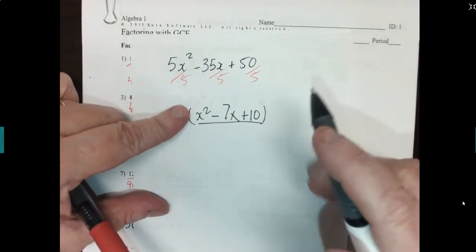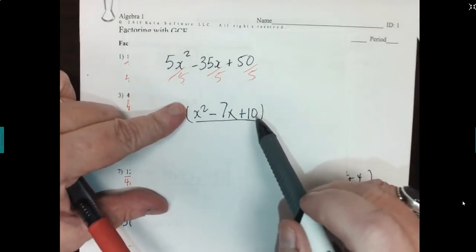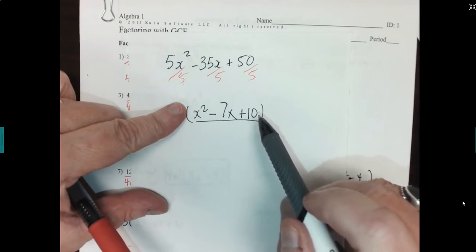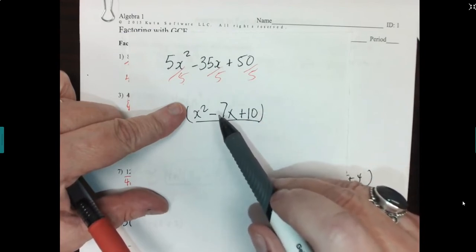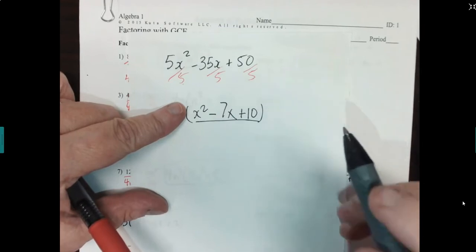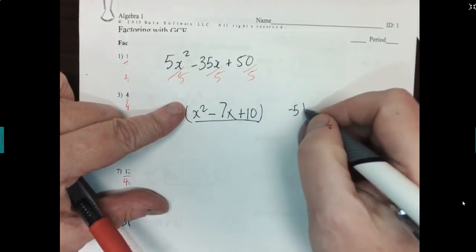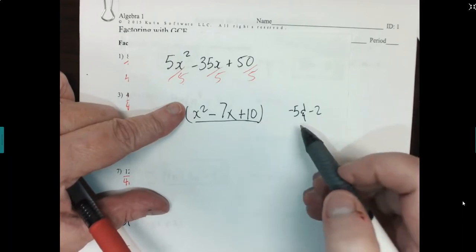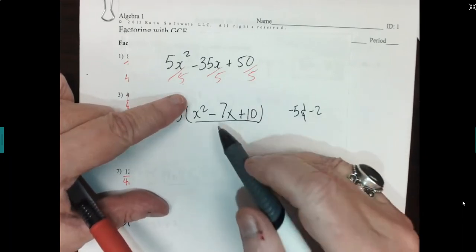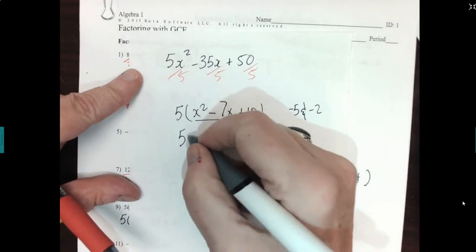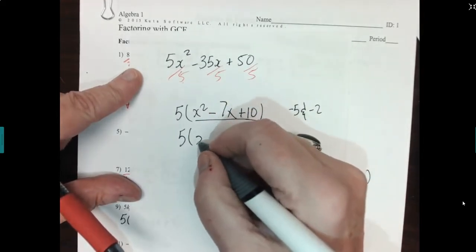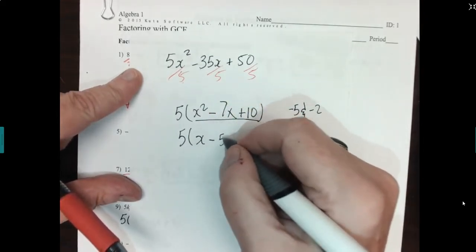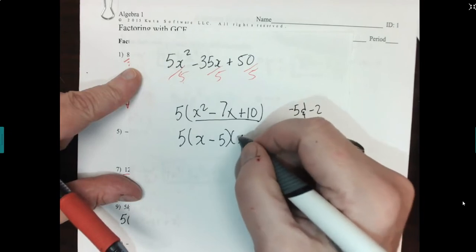Now, we can use the trick. Are there two numbers that multiply together to give you positive 10, but at the same time add up together to give you negative 7? And there are. Negative 5 and negative 2. Negative 5 times negative 2 is 10, and negative 5 plus negative 2 is negative 7. So from what we did in the last lab, we can go on to factor this one.